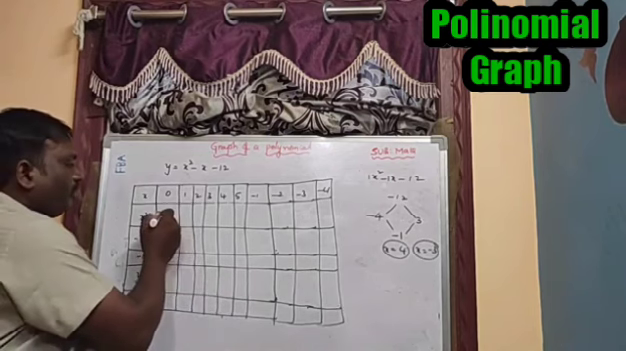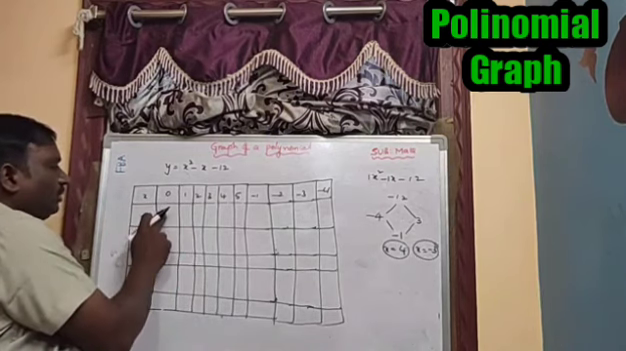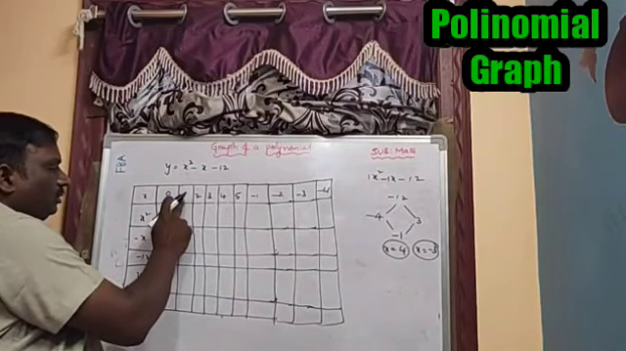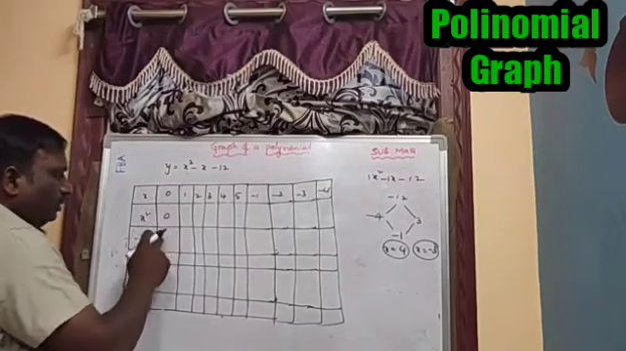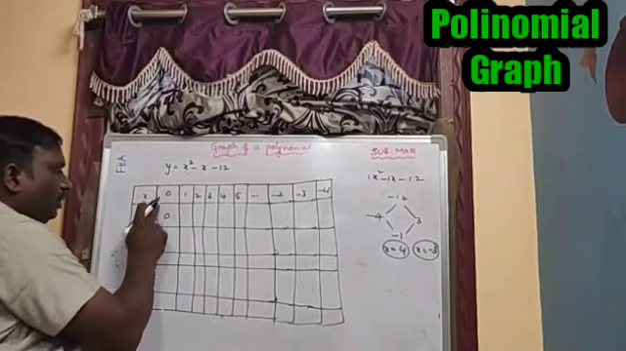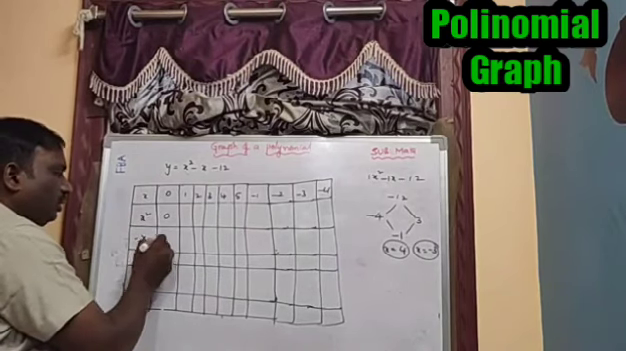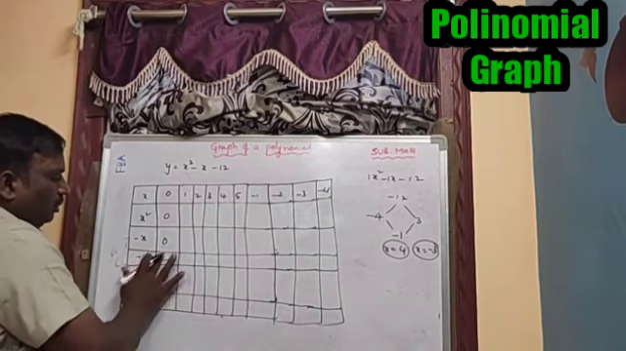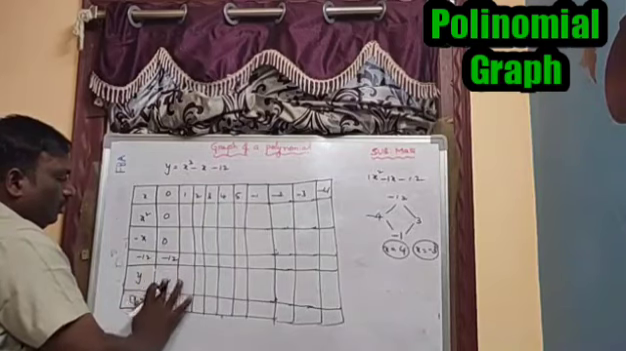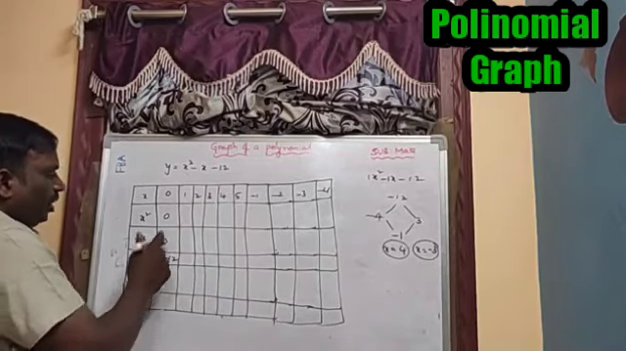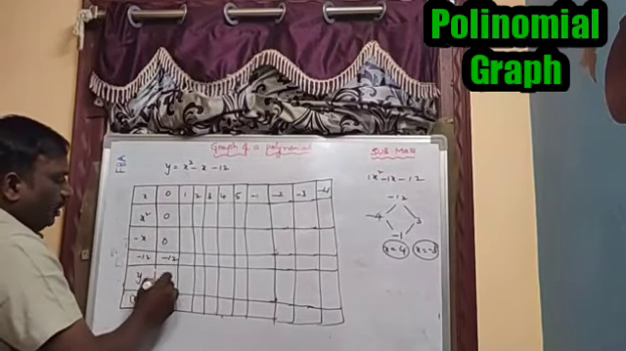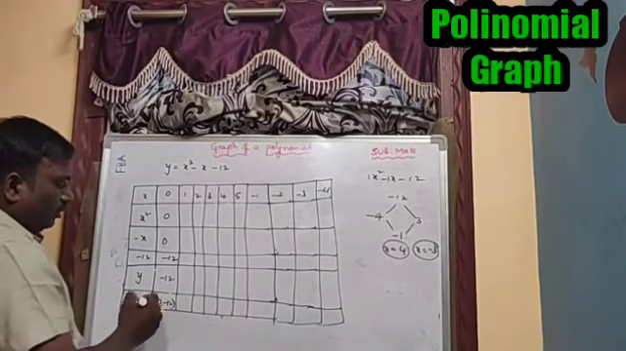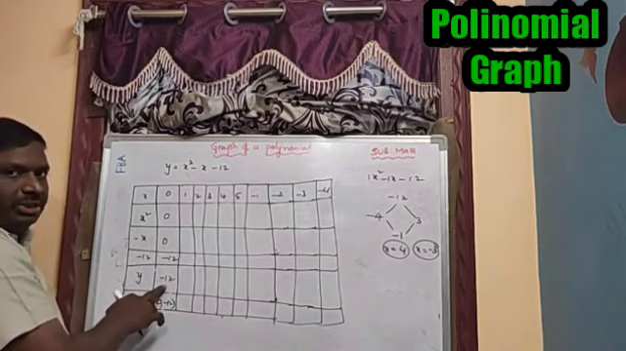Now when you take 0, 0 x square is 0. Next I will write the first 0 values. 0 x square, 0 into 0, 0. Minus 0 means 0. So 0, 0, 0. This is -12. Then if you simplify these values, we get -12. So the point is 0, -12. X value 0, y value -12.